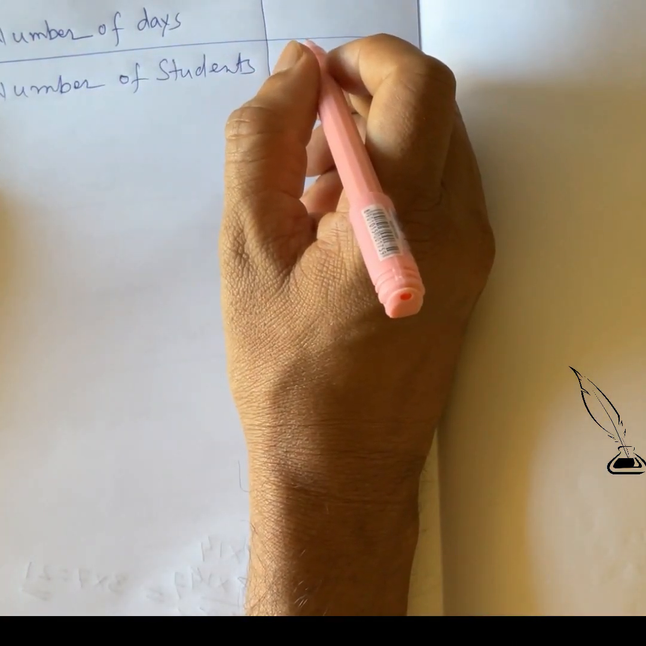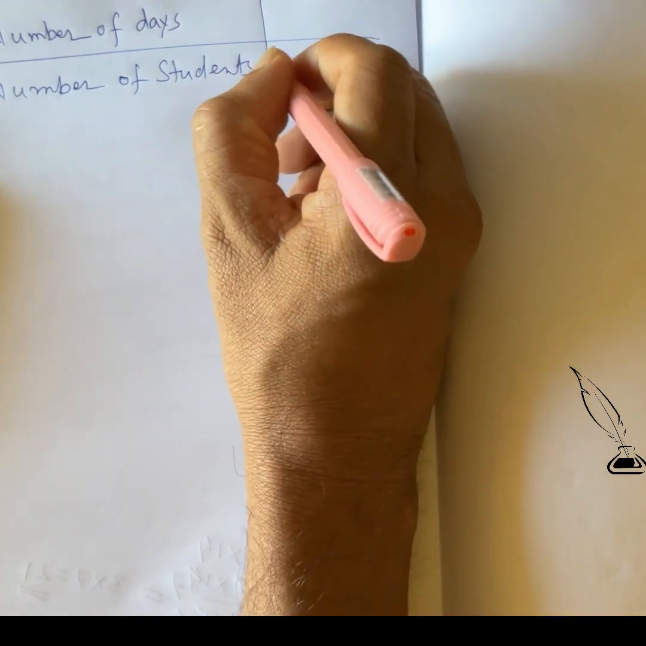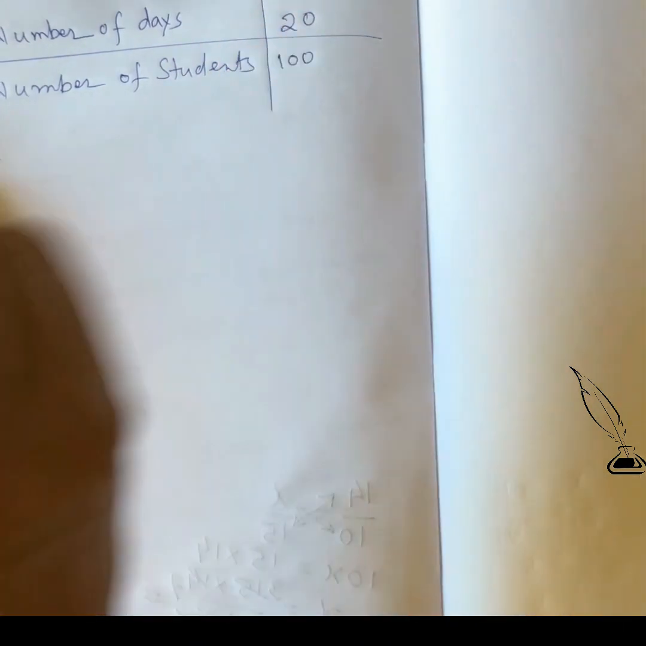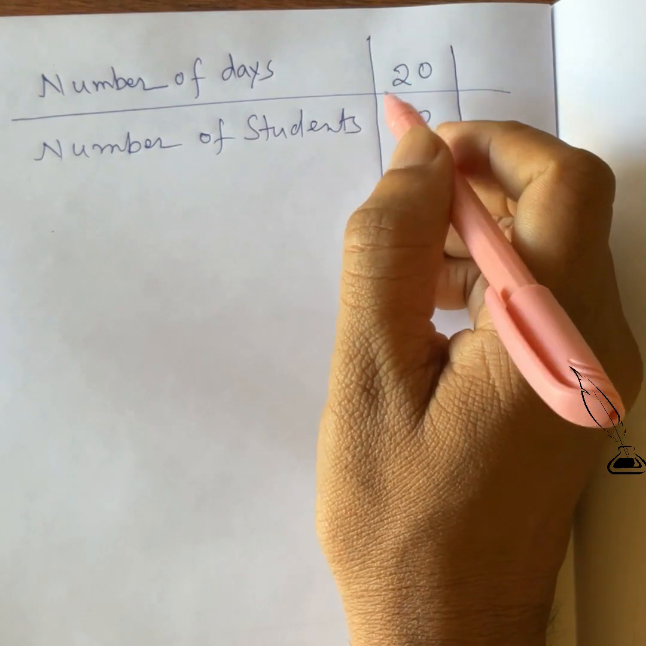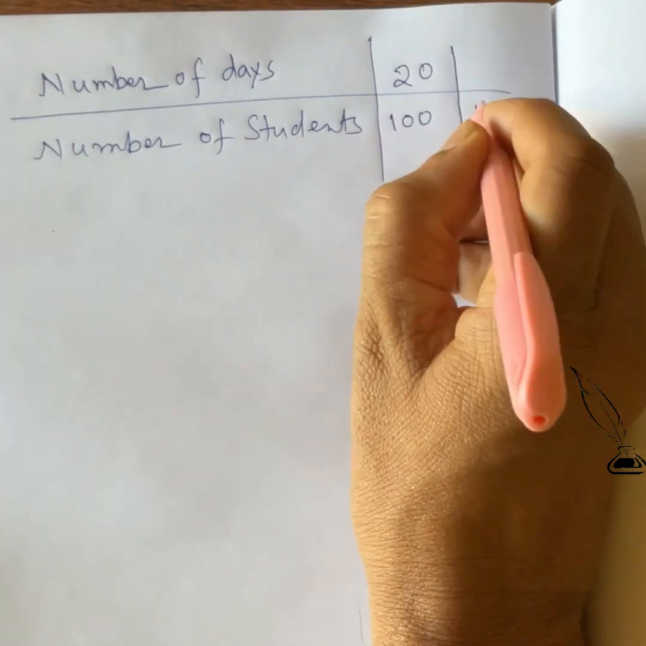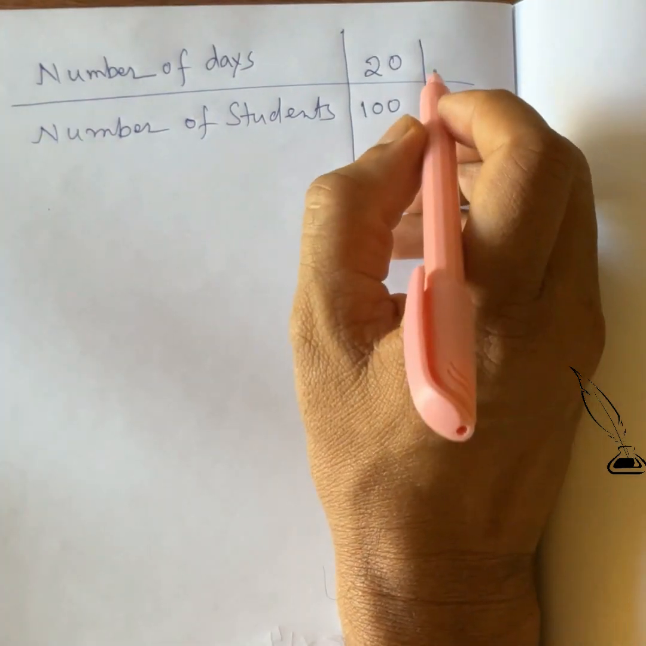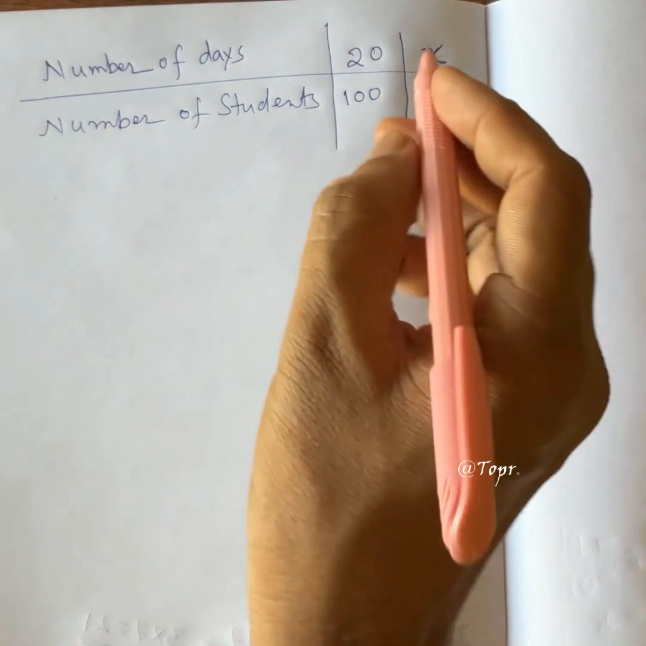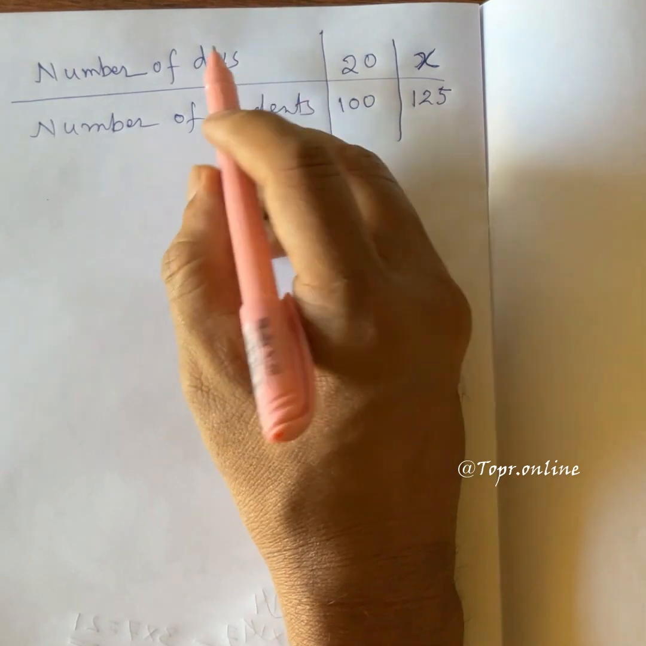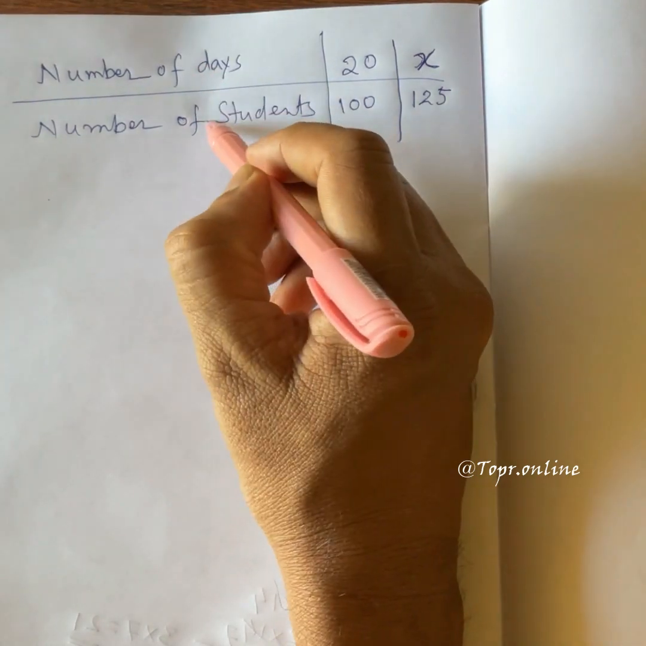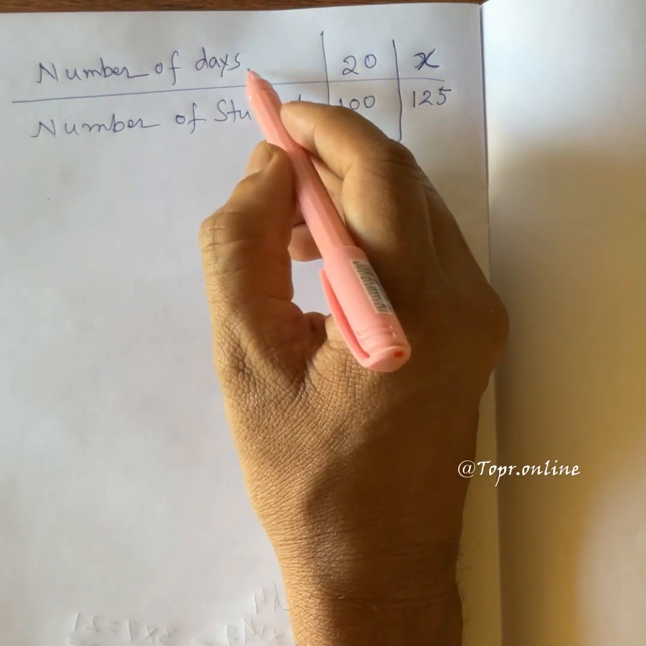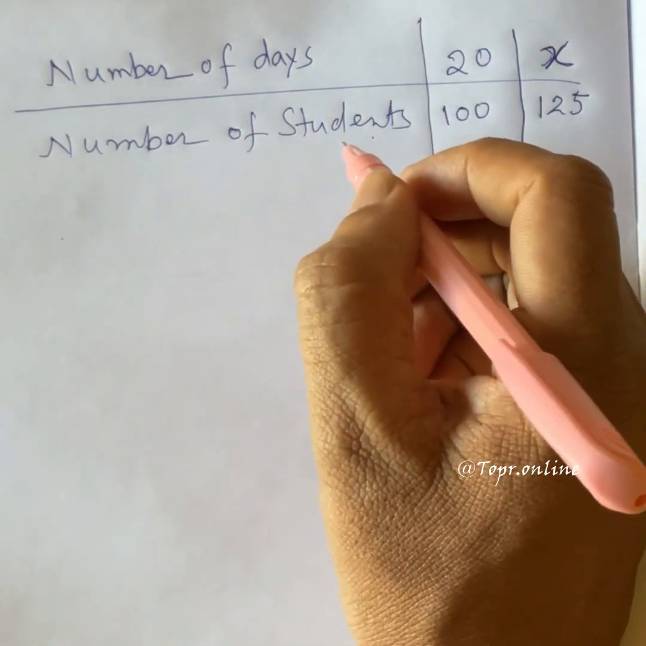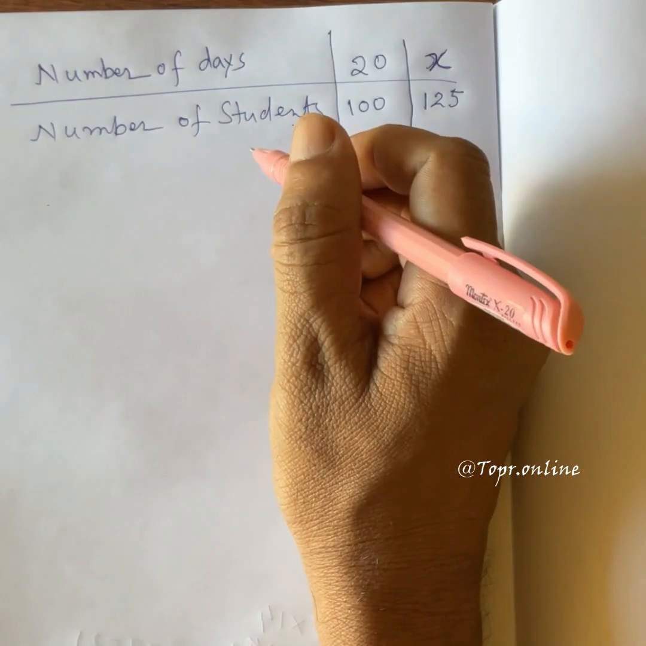So 100 students in a hostel, and for them food is there for 20 days. If 25 more students join, the total number of students becomes 125. Then how many days can this food run? Again in this case we have to find the relation between the number of days and students. If the number of students is more, the food will be over in fewer days. So this is an example of inverse proportion.